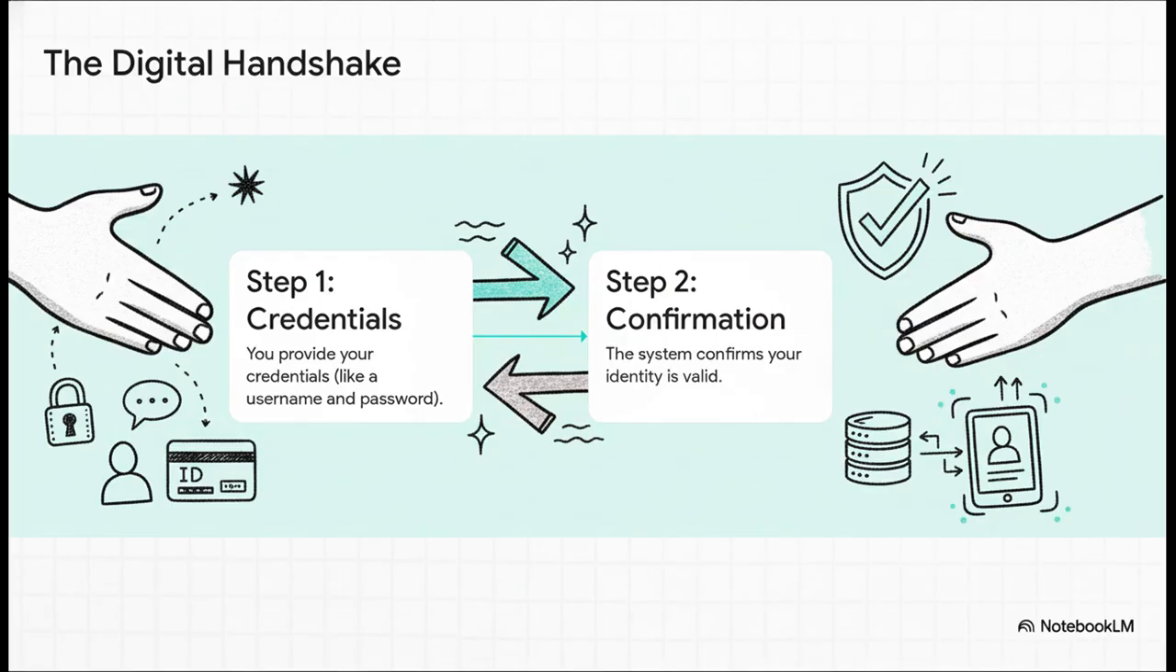So how does this work in practice? Well, it's kind of like a digital handshake. You offer up your credentials, the usual username and password. The system takes a look, checks it against its list, and if it all matches up, boom, the handshake is complete. Your identity is confirmed. You've just shown your digital ID.